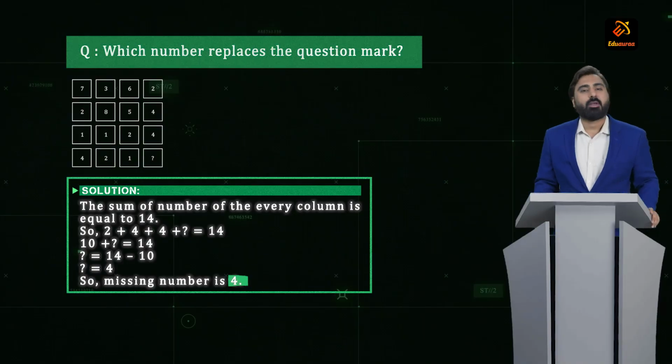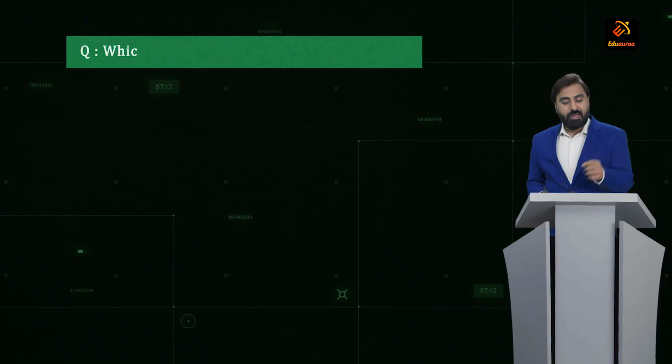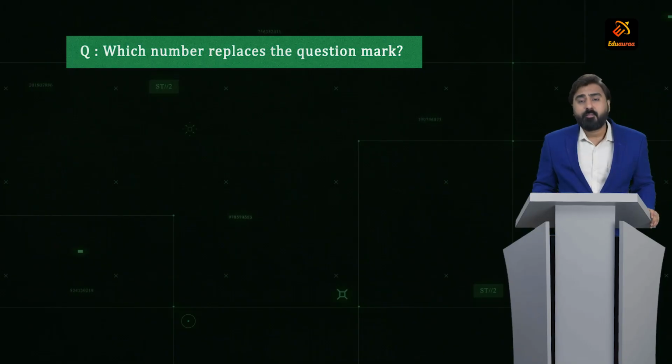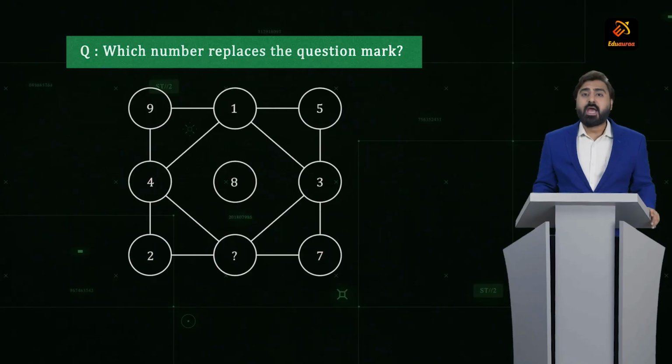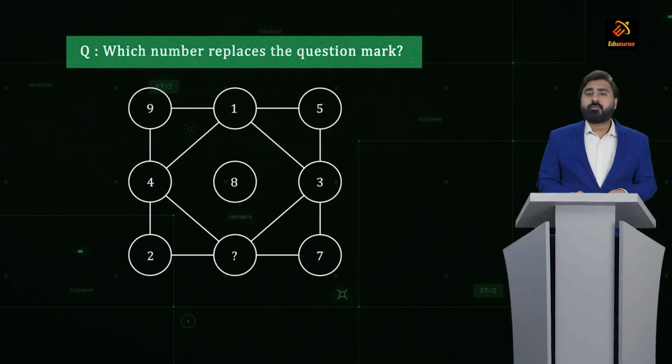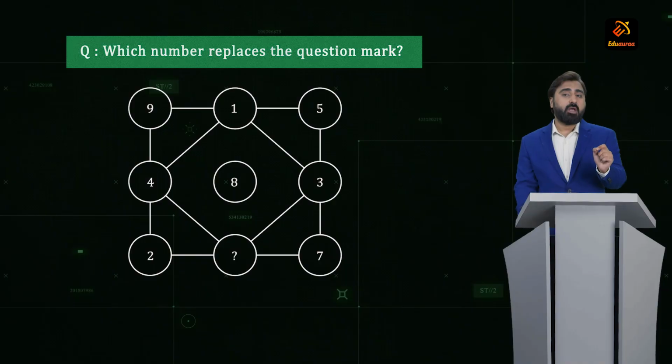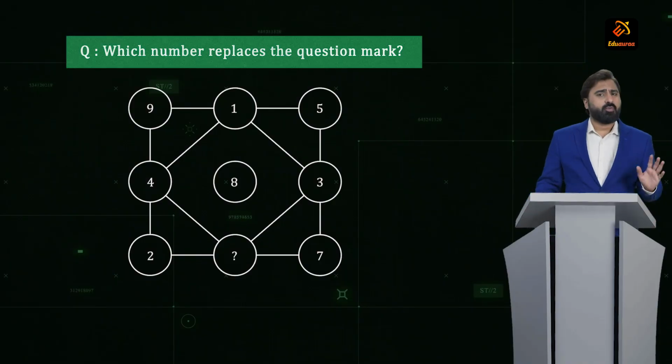End of your sum. Moving on to the next question, students. The next question is, which number replaces the question mark? So if you see the diagram, there are different numbers given to us. That is 9, 1, 5, 4, 8, 3, 2, missing number, and 7. We are supposed to find the missing number here. How do we solve this?